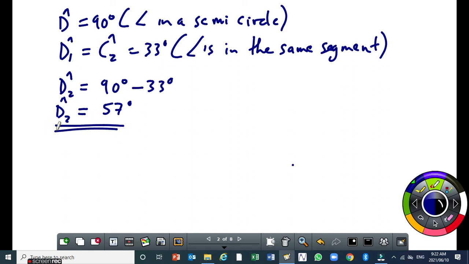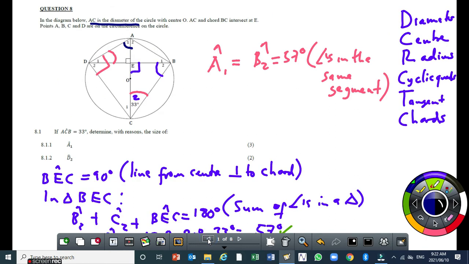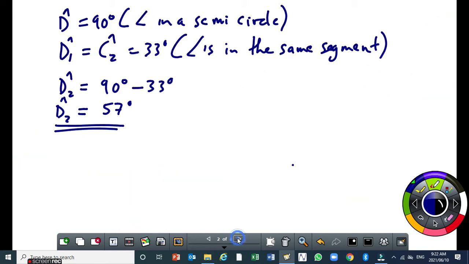Remember, the way that I've done it now is not the only way. I've shown you a second method. Probably there's a third. So you answer it based on what comes into your head the moment you see the question, as long as you're using the correct geometric concepts and writing the correct reasons. So I'm done with 8.1.1, then I've done 8.1.2. Let me move on to 8.2.